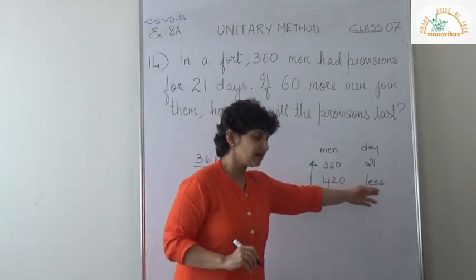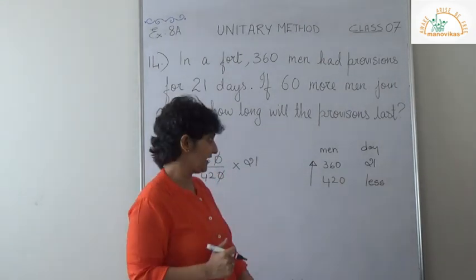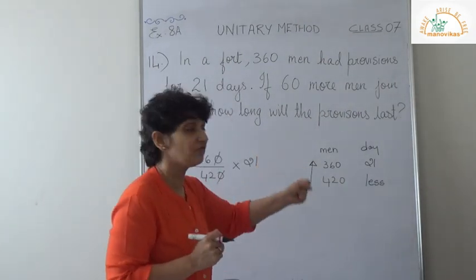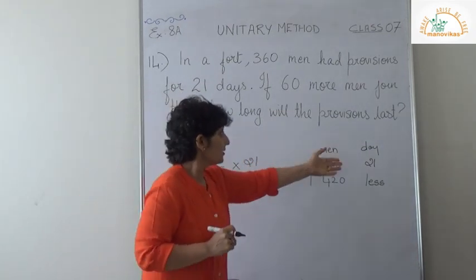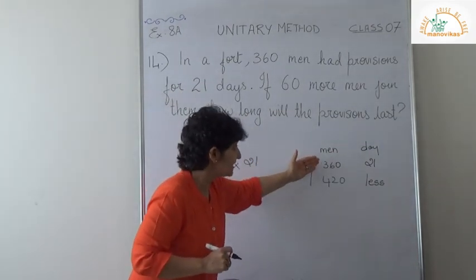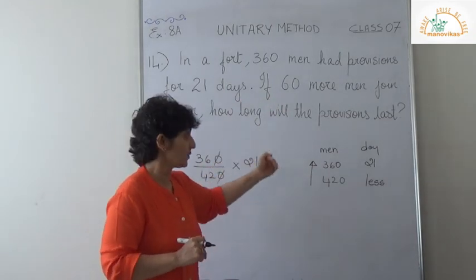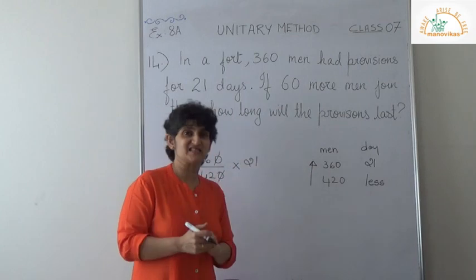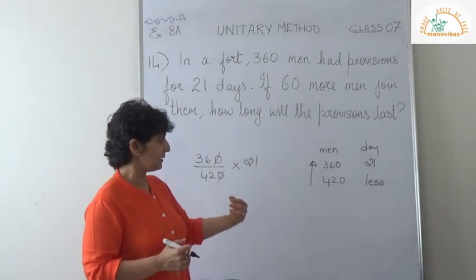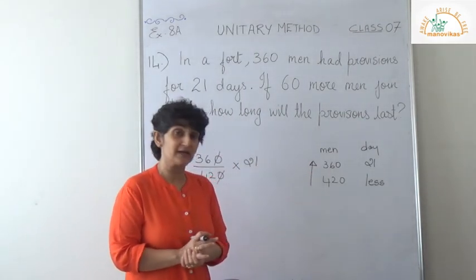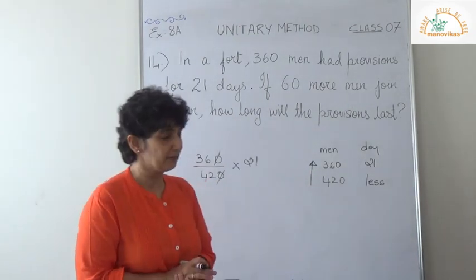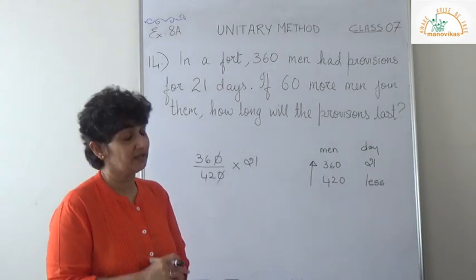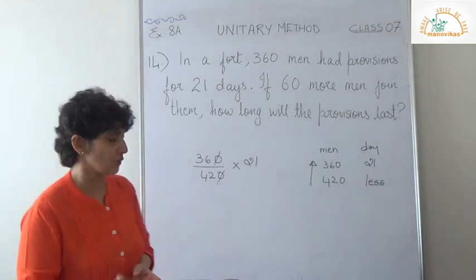Now, your statement begins with number of days, right? How do I put my statement? Come on, please help me. Number of days, sorry, let's begin this way. Number of days the provision can be kept for 360 men. Therefore, number of days the provision can be kept for 420 men. Clear? You will solve this and find out the answer for me. Let's move on to the next question.